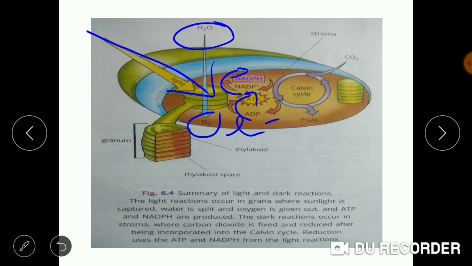Now we move on to the dark reaction. During the dark reaction, CO2 is getting fixed in the form of glucose, and during this process NADPH and ATP are getting utilized.